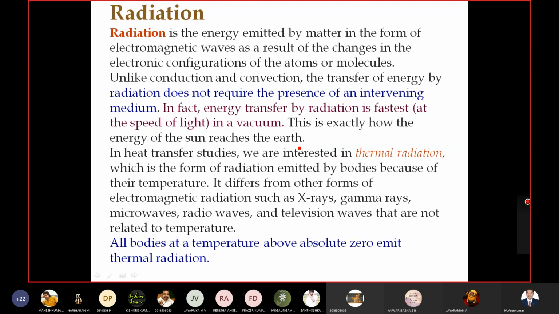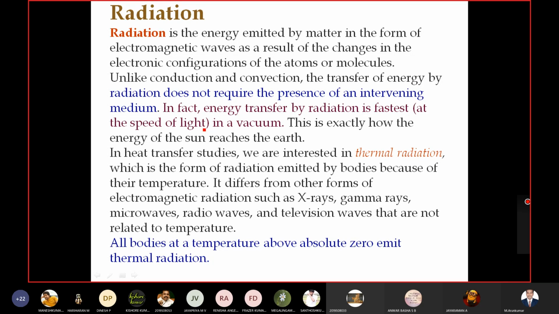In fact, energy transfer by radiation is fastest, at the speed of light. We can compare the speed of light with the energy transfer by radiation in vacuum. This is exactly how the energy of the sun reaches the earth. We can take the heat energy from the sun transferred to the earth as an example of radiation.